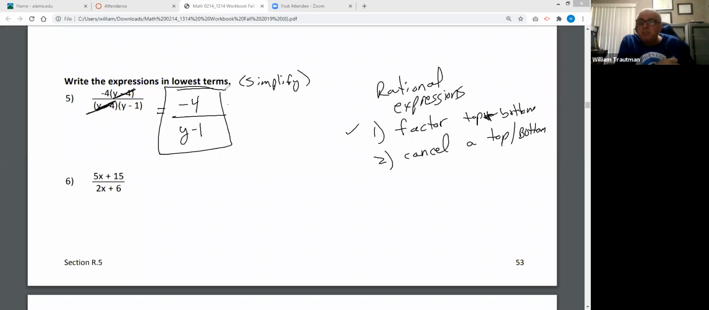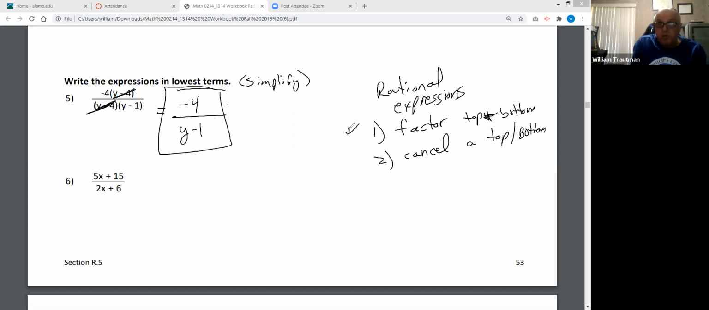Number 5 already was factored for us, so we don't have to factor it. We just cancel. And what's in the parentheses has to be exact to cancel out the whole parentheses. All right. Number 6. We're going to try to factor this now. We're going to use rational expressions.